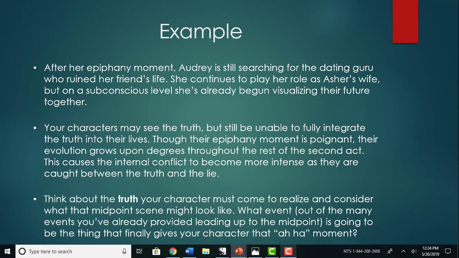So think about the truth your character must come to realize, and consider what that midpoint scene might look like. What event out of the many events you've already provided leading up to the midpoint is going to be the thing that finally gives your character that aha moment?